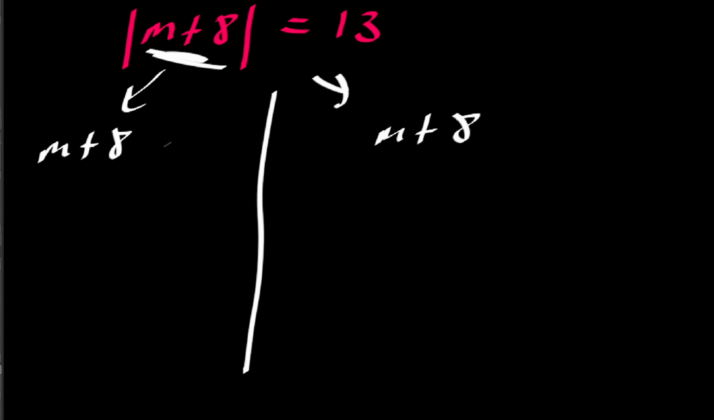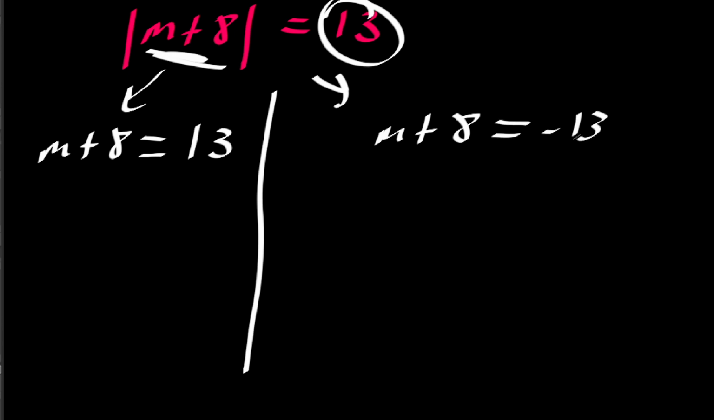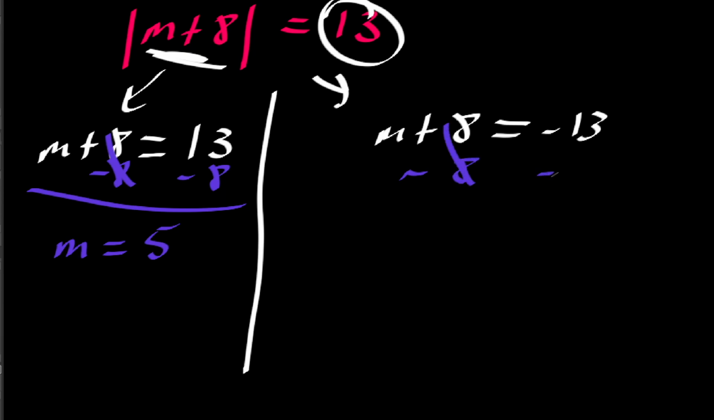For one case, we're going to make the value on the opposite side positive, so 13 is going to stay positive. On the other side, we're going to make it negative. And then we're just going to solve both. So minus 8, m equals 5. All right, then minus 8, m is going to equal negative 21. All right, so those are our two answers.